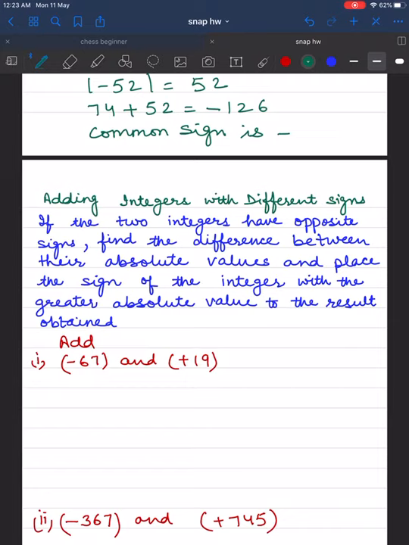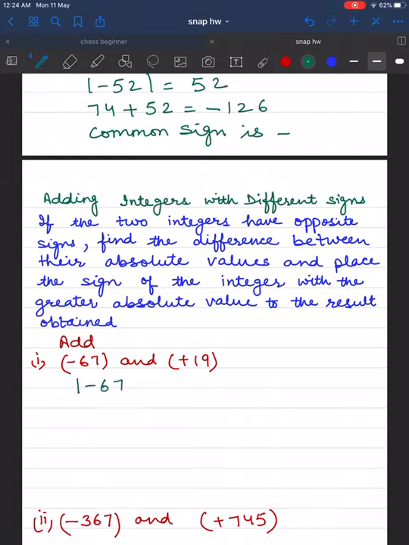Now next is adding integers with different signs. Now if the two integers have opposite signs, that is one is having positive and one is having negative, then we have to find the difference between their absolute values and place the sign of the integer with the greater absolute value to the result obtained. Now this will become clear from the following examples.